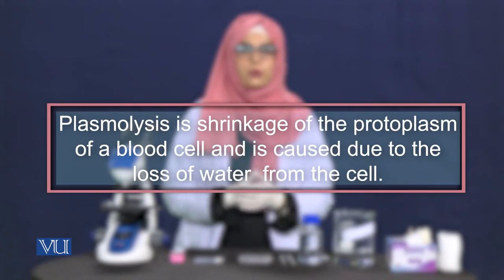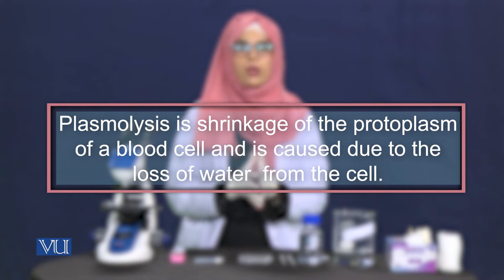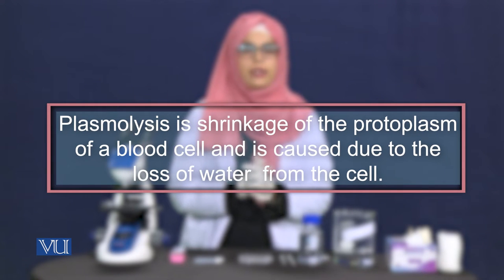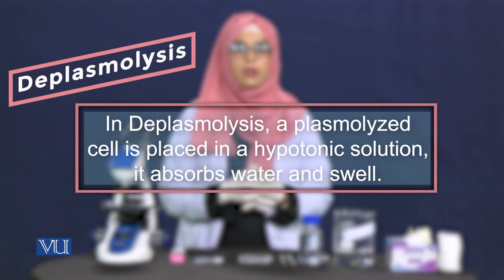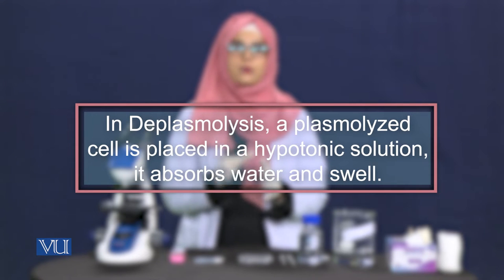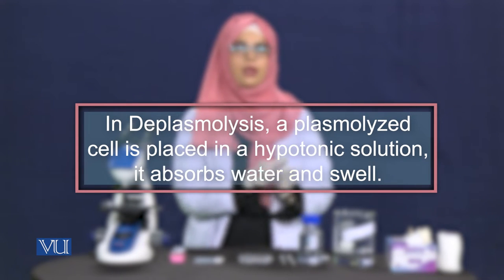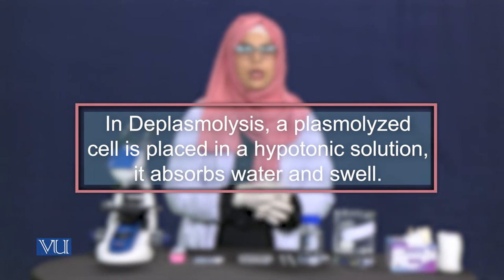First of all, we will discuss what is plasmolysis and what is deplasmolysis. Plasmolysis is the shrinkage of the protoplast of the blood cell, caused by loss of water from the cell. While in deplasmolysis, when a plasmolyzed cell is placed in a hypotonic solution, it absorbs water and swells. This process is called deplasmolysis.